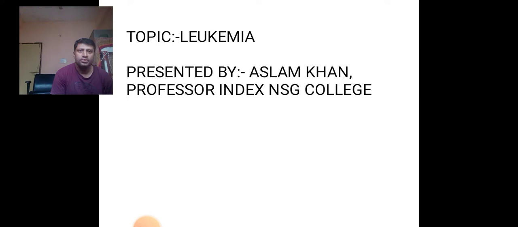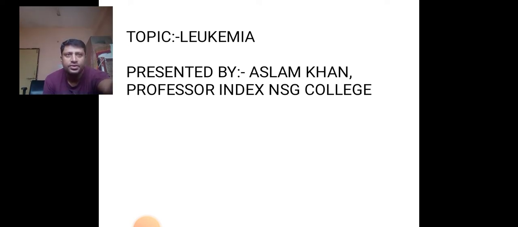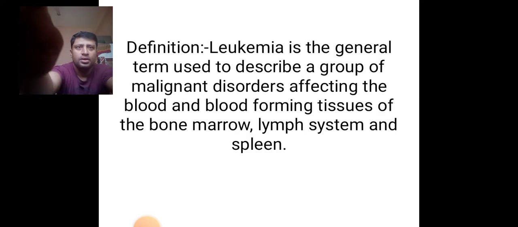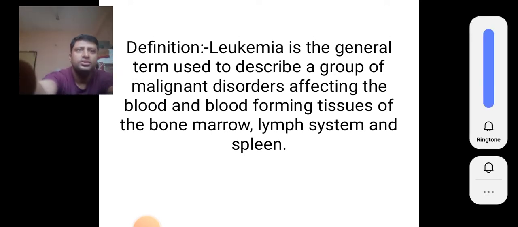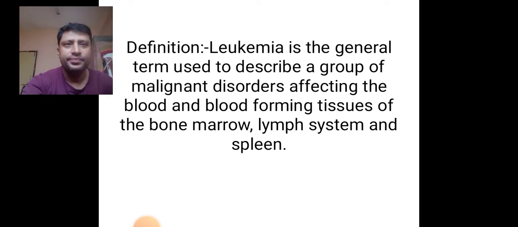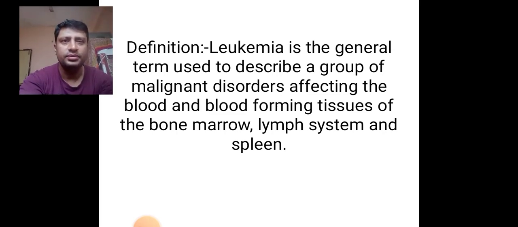Today we are reading about the topic that is leukemia. First we'll see the definition of leukemia. Leukemia is a general malignant disorder affecting the blood and blood forming tissues of the bone marrow, lymph system and spleen. This is the definition of leukemia.